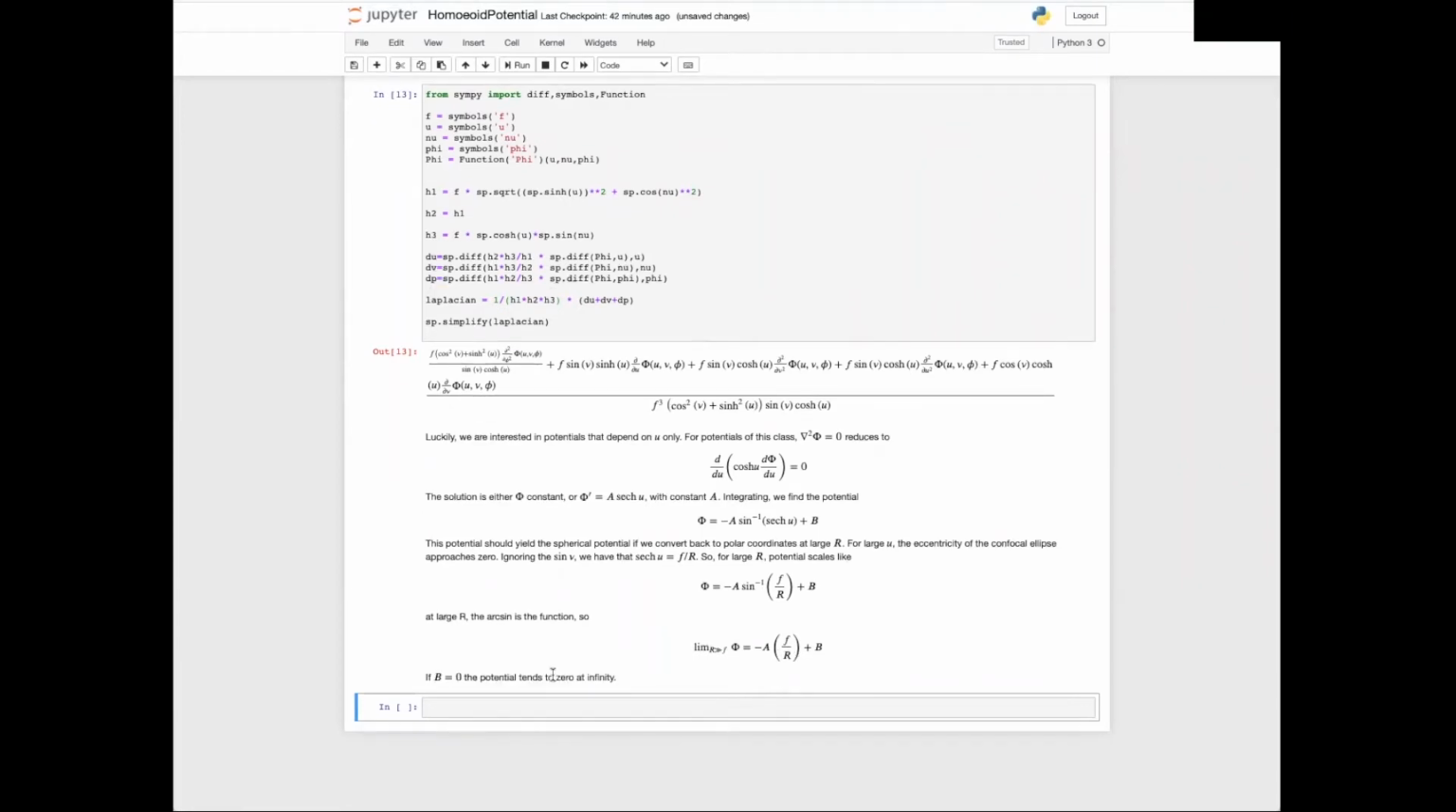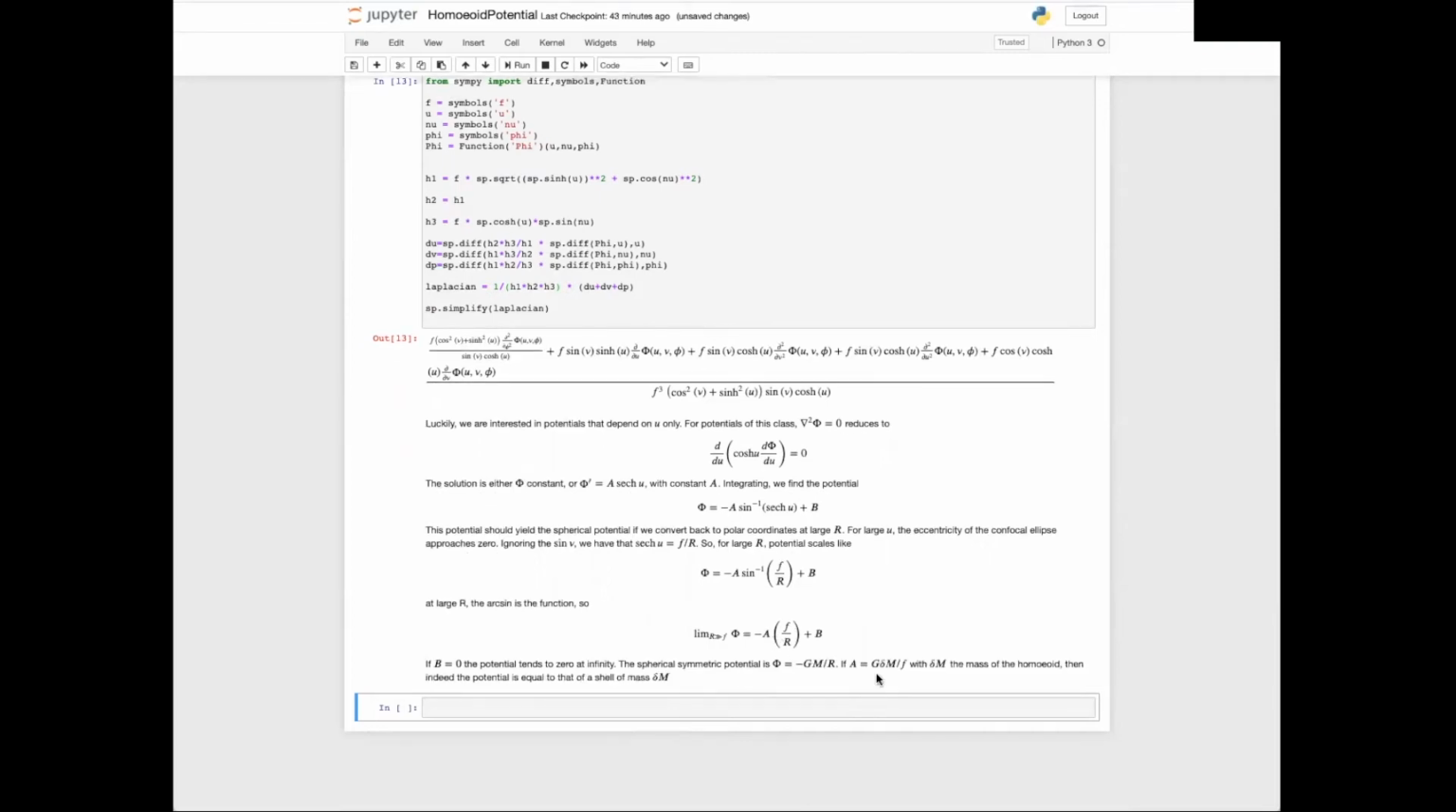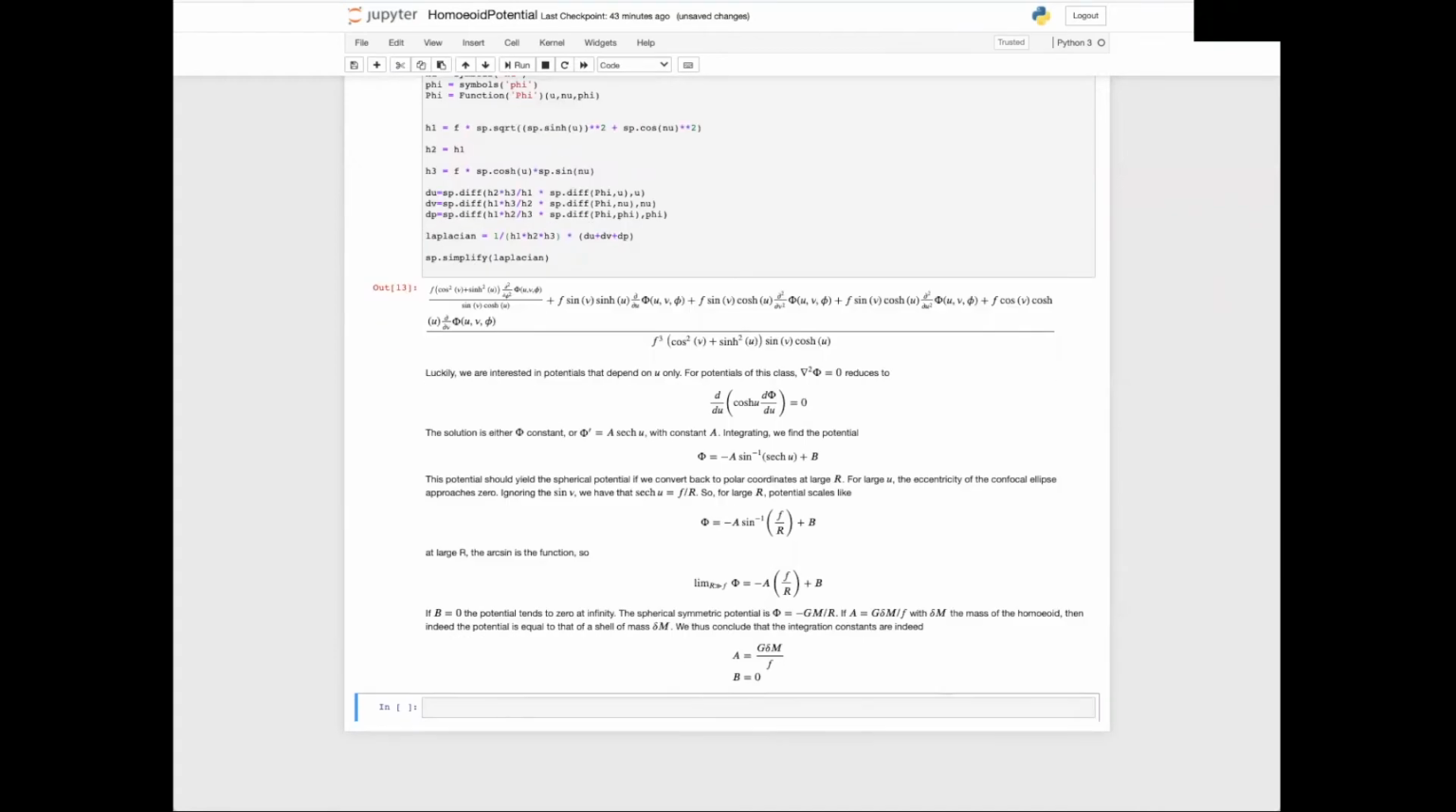Now, the spherically symmetric potential is minus GM over r. To make these two equations match, we need to have a equal to G times the mass over f, with delta m being the mass of the homoeoid. Then indeed the potential is equal to that of a shell of mass delta m. We found then what the integration constants are. a is equal to GM over f and b is equal to 0.